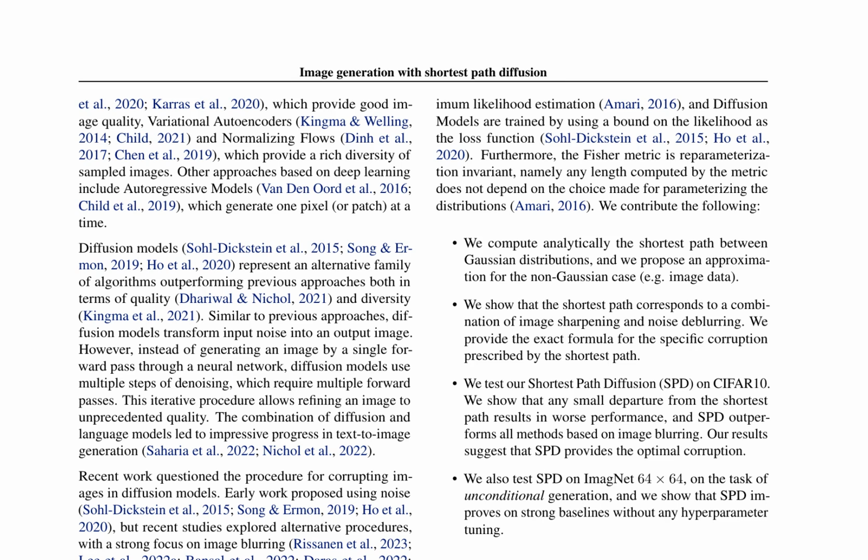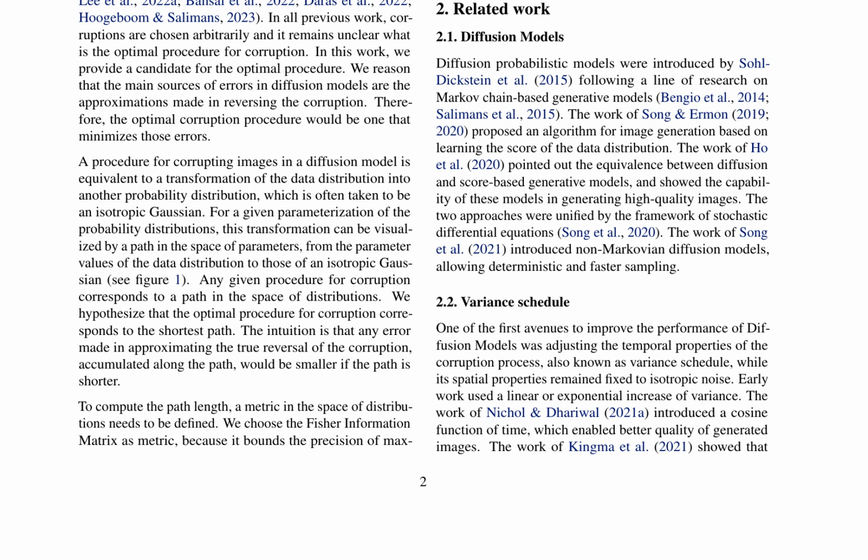The concept of shortest path is rooted in the idea that the optimal corruption procedure should traverse the most direct route in the distribution space, thereby minimizing errors. The authors also review related work in diffusion models, highlighting the importance of variance schedules in controlling the corruption process. By adjusting the variance schedule, the corruption process can be fine-tuned, leading to significant improvements in image quality.